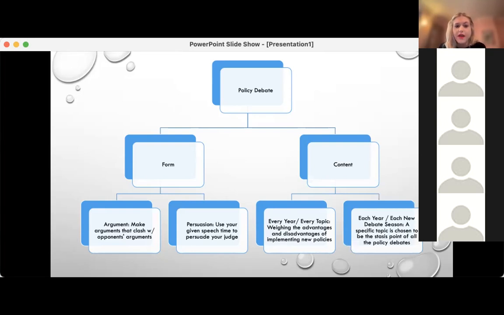And that's what unites us and makes it so that we could pick up, like if we were JV last year and be varsity next year. And there's a lot of the things that we've been doing because of that similarity in form and even similarity in content, that each year we can get better, even though there's a new topic. But each year there's also an opportunity to learn about a new topic and learn about something different.